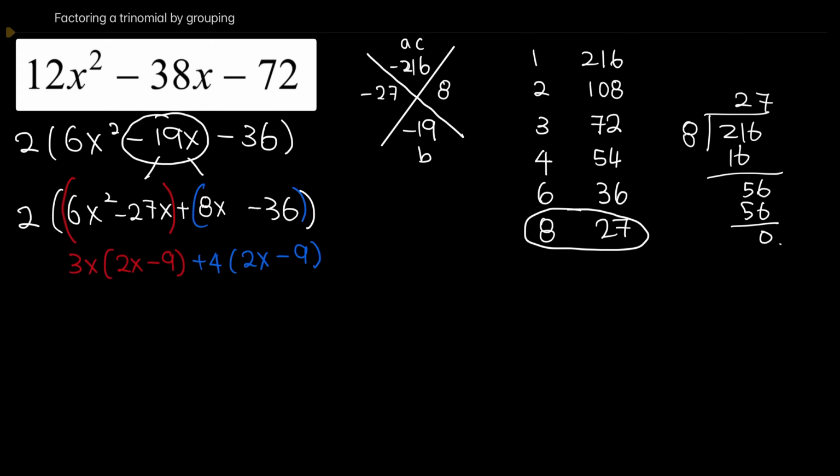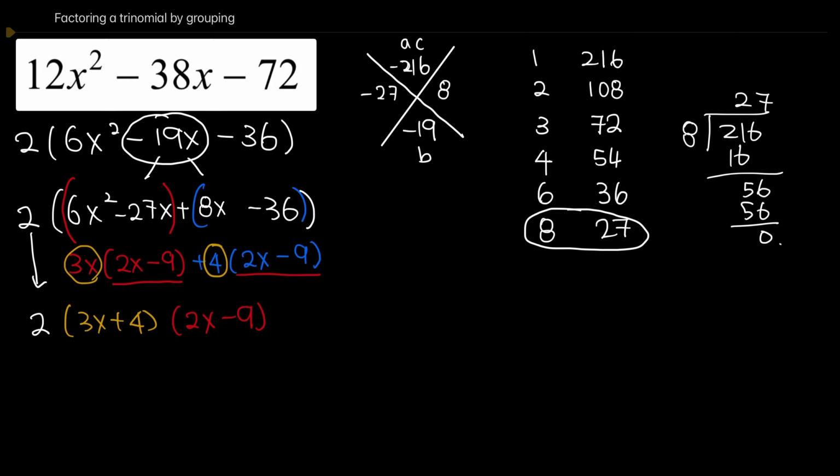So far so good because we have a common binomial. So I know 2 drops down. 2 is the first factor that we factored out. The rest of them should be 3x plus 4 from here and here. And then the second binomial should be the common binomial that you got, 2x minus 9, which you got from here and here. And that is your final answer.